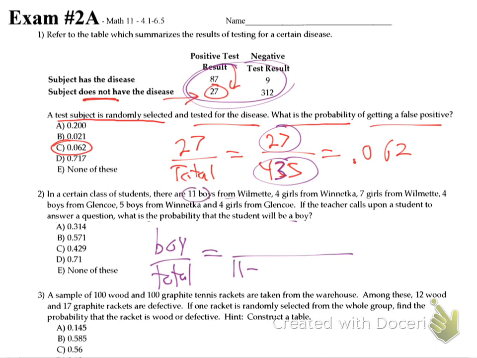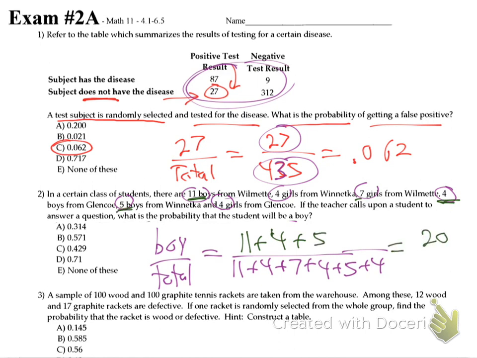So 11, I'll just write it down here. 11, 4, 7, another 4, 5, and 4. And then what's the total number of boys on the top? See, 11 boys there, and 4 boys there, and 5 boys there. Isn't that 20? Yeah. 20 out of, what'd you guys say? Out of 35. Divide that on your calculator. I'm getting 0.571. Yeah, it's B.